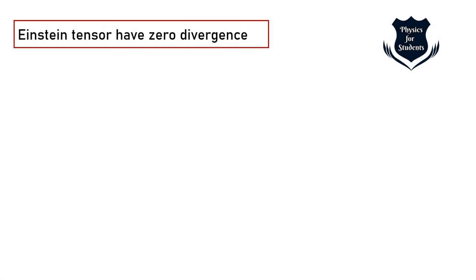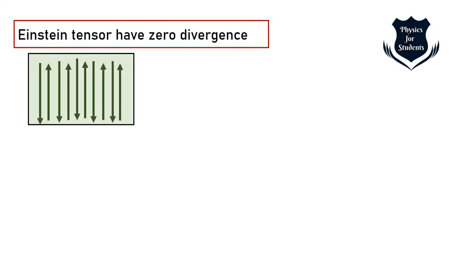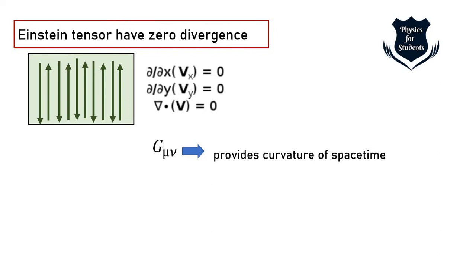We have to note that the Einstein tensor has zero divergence. We are all aware of what a divergence is. Zero divergence means that, for example, if you consider fluid flow, the amount of fluid which is flowing in is the same as the amount which is flowing out. I have just given the partial differential form of a divergence, which is zero. G mu nu provides the curvature of space-time. T mu nu represents the presence of energy and mass.